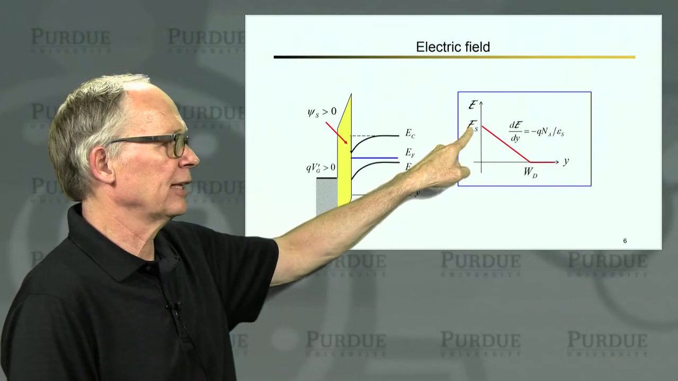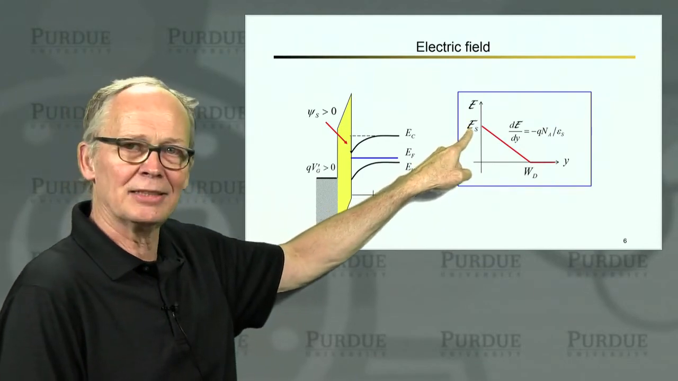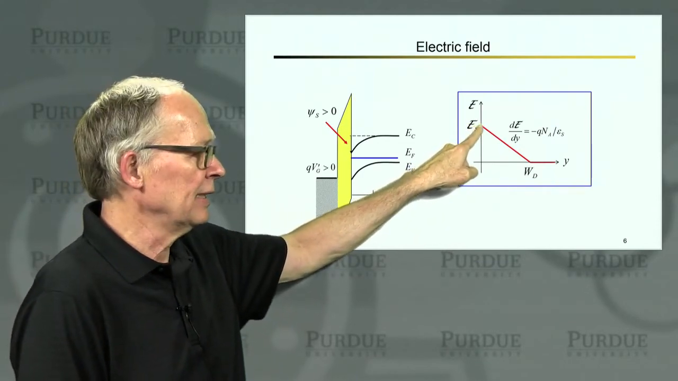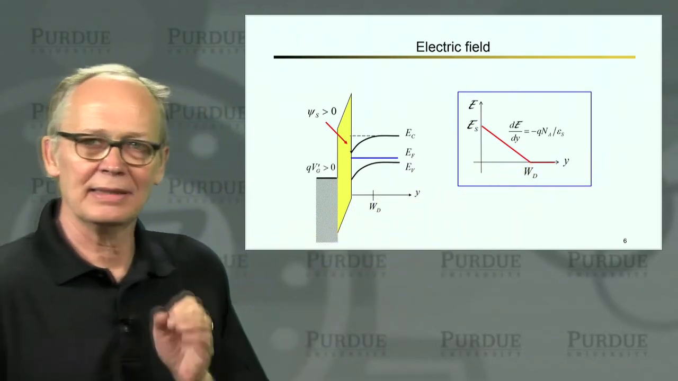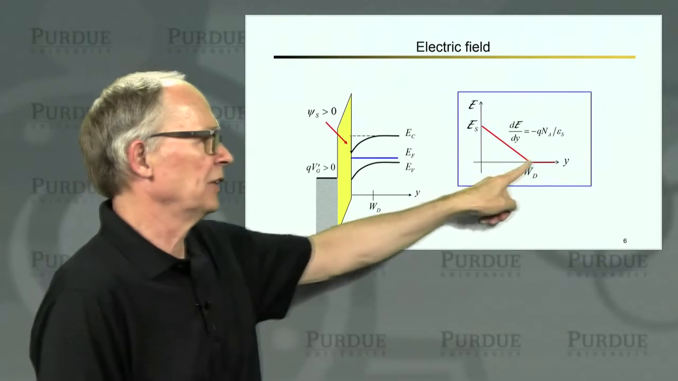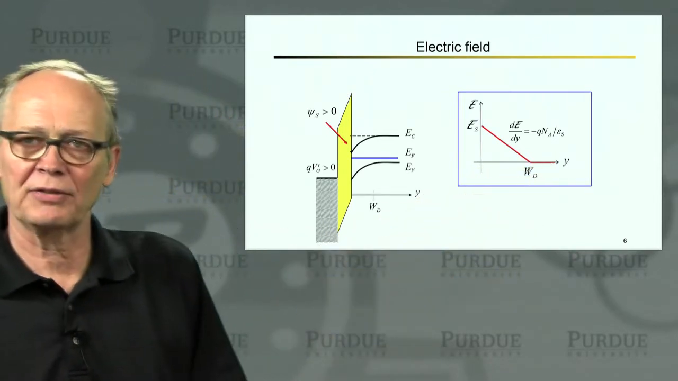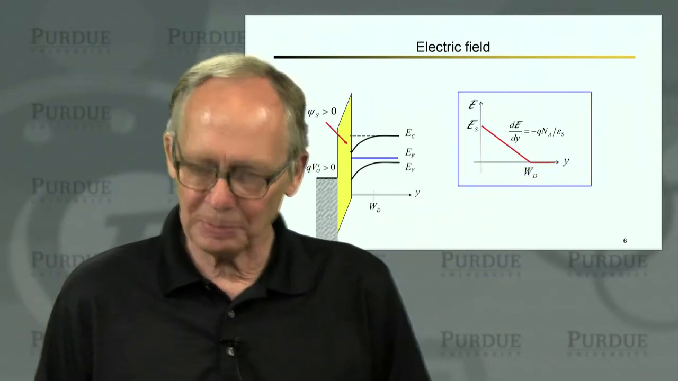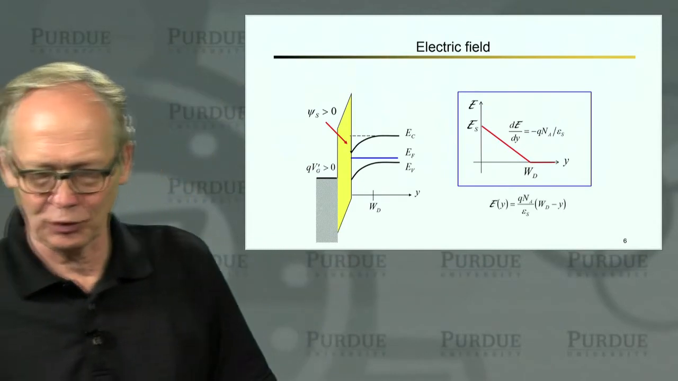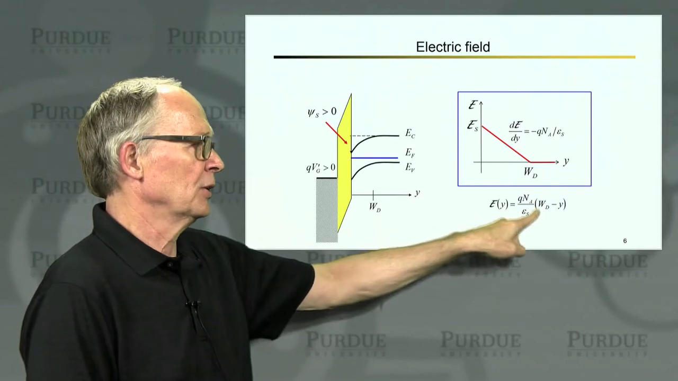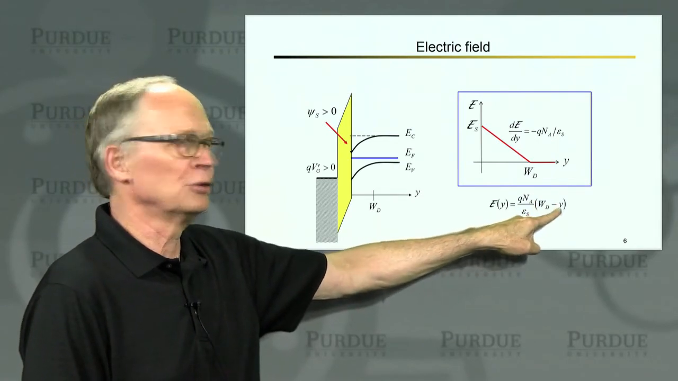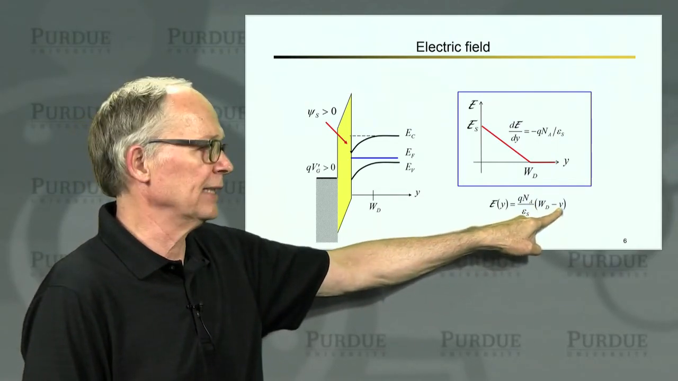It must have started at a positive value at the surface. E sub S is the surface electric field. It then decreases linearly, goes to 0 at the edge of the depletion layer, and then it's 0 in the bulk. So the electric field versus position in the depletion approximation has this simple form. I can simply write down the equation of a straight line. So this is an expression that goes to 0 when Y is W sub D.